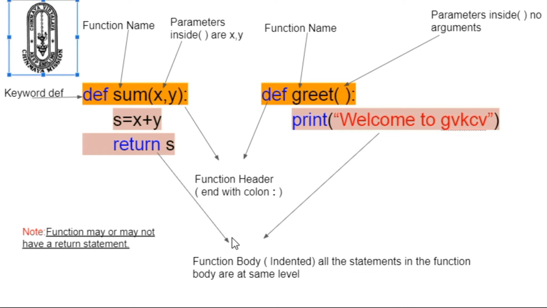A function returns a value through a return statement. Here in this example, you can see the return statement which returns the data stored in the variable. And in this example, you could not find the keyword return used. Instead, it prints the message welcome to GVKCV inside the function. Coming to indentation, it is the blank space at the beginning of a statement within the block. You can find all the statements in the function are at the same level.